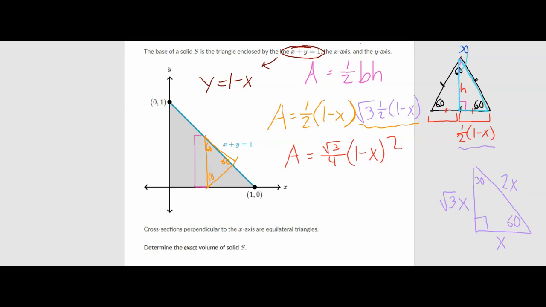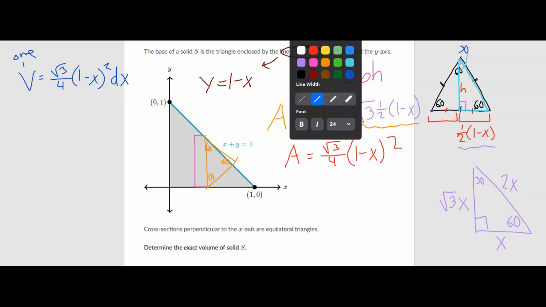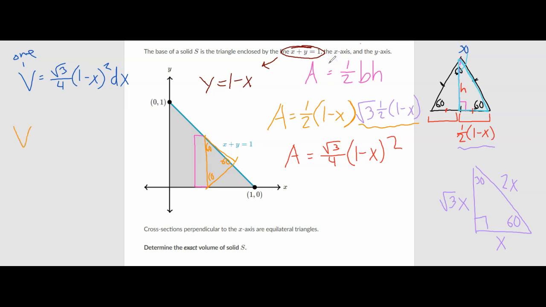So now if I want to write a volume equation for just a single cross-section, so the volume of 1, well, that's going to be equal to the square root of 3 over 4 times the difference of 1 and x squared times our dx. Right, that is going to be the distance between the two bases. If I want the volume of the entire solid, if I want to sum all of those cross sections together, well, I'm going to have to integrate over the interval 0 to 1 of my volume equation or volume function.